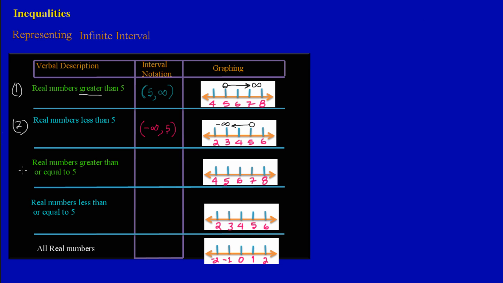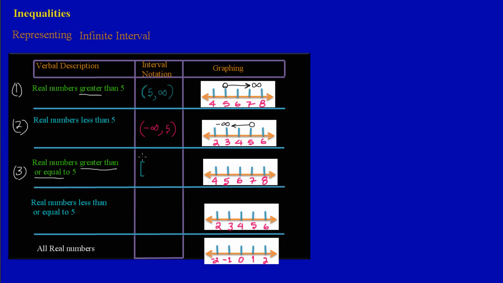Let's look at scenario number 3. Here we're asked to represent real numbers greater than or equal to 5. This is the term that we're looking at, greater than or equal to 5. When asked to show real numbers greater than or equal to, this is what I'm going to use. Look at my brackets. Look at this kind of bracket that I'm going to be using now. It is a square bracket, and it's like that.